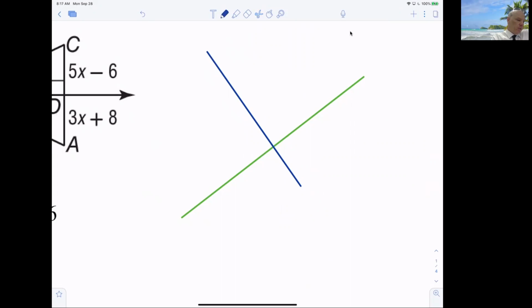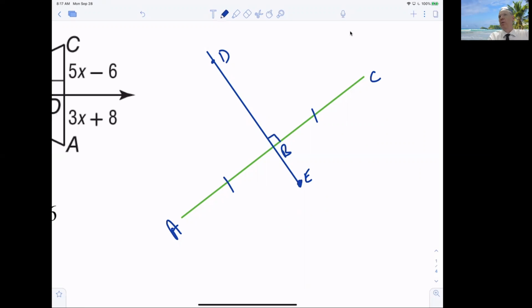If I call this A, B, C, I call this D, and I call this E, somebody tell me what's true. Morty. That AB is congruent to BC. That is correct. AB is congruent to BC. This is congruent to this. And what else? AC is perpendicular to BD. That is correct.